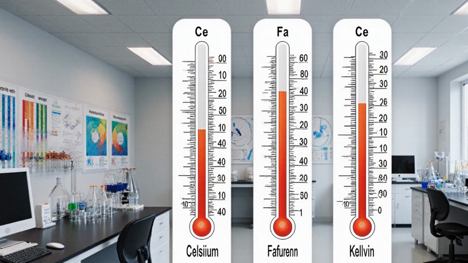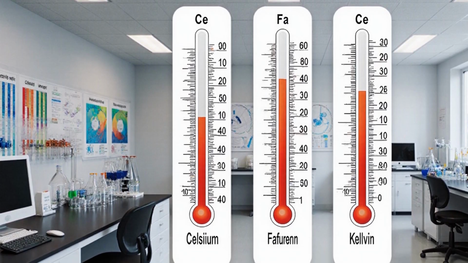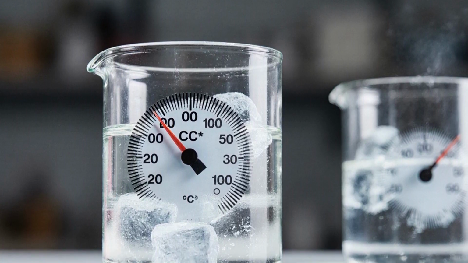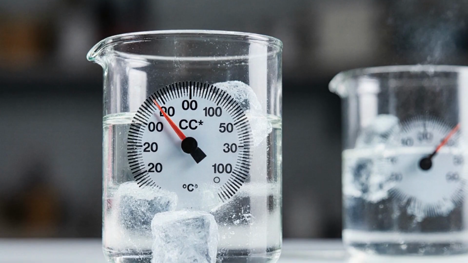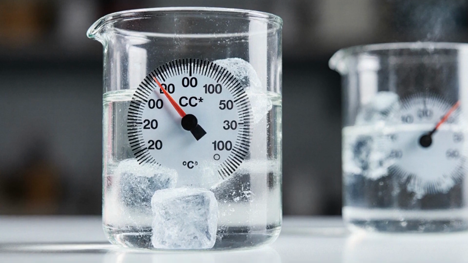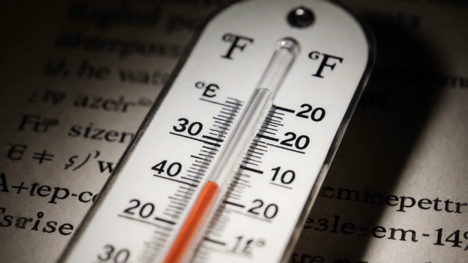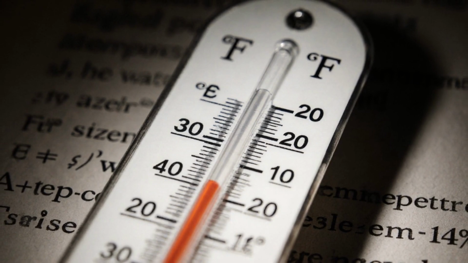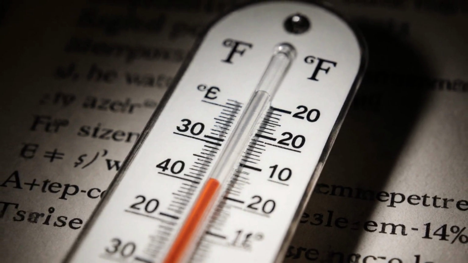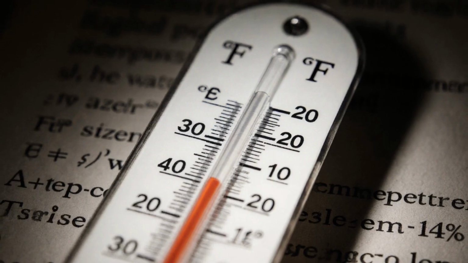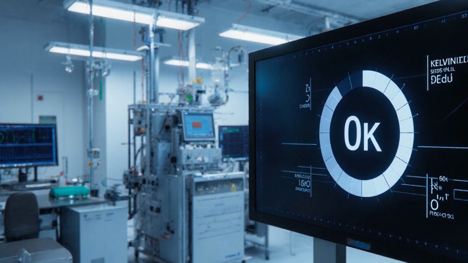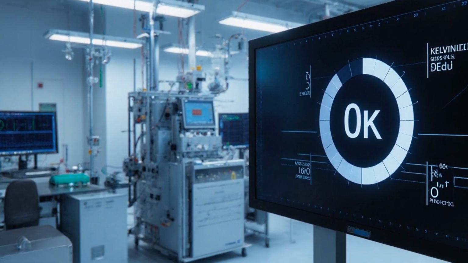Temperature scales are standardized systems for measuring and quantifying temperature. The Celsius scale is based on the freezing (0 degrees Celsius) and boiling (100 degrees Celsius) points of water. The Fahrenheit scale defines the freezing point of water as 32 degrees Fahrenheit and the boiling point as 212 degrees Fahrenheit. The Kelvin scale is an absolute thermodynamic temperature scale where 0K is absolute zero.